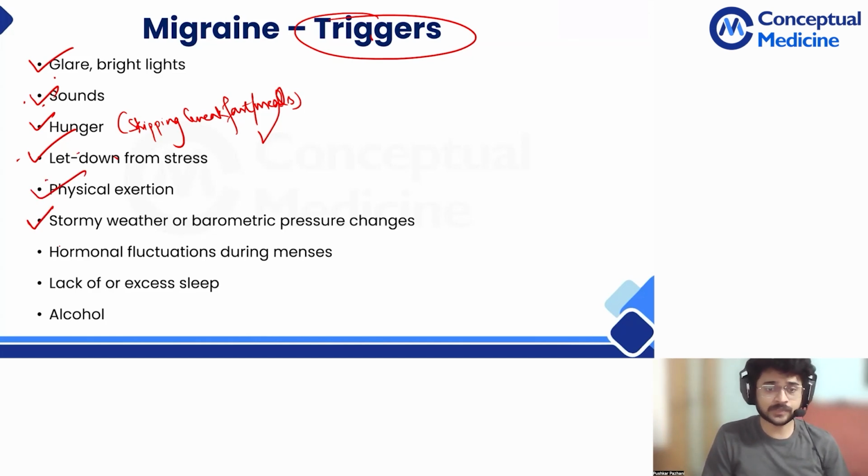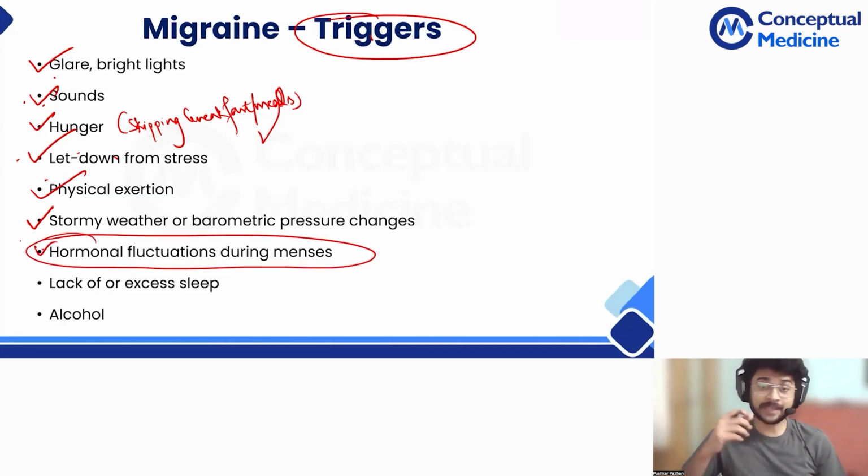Sometimes even weather changes, hormonal fluctuations during menses. Sometimes you can have a migraine that occurs exclusively during the menses. This is known as menstrual migraine. Next, lack or excess of sleep. Very, very important. Alcohol. So identifying the patient's individual triggers and making sure that they consciously avoid them is a very, very important part of the treatment of patients with migraine.